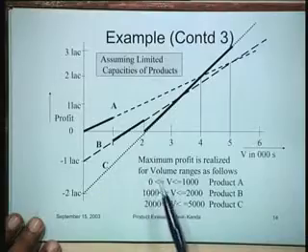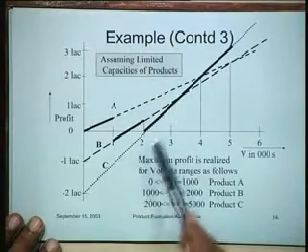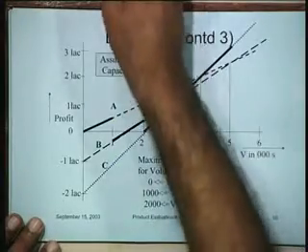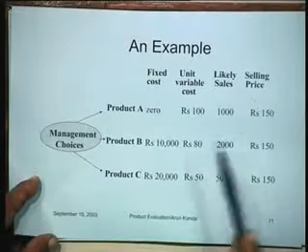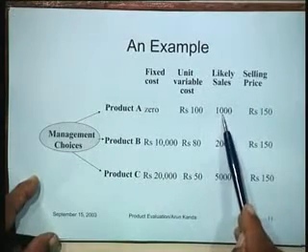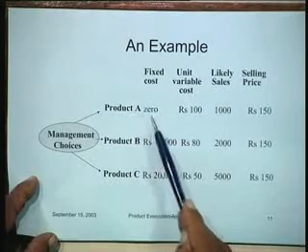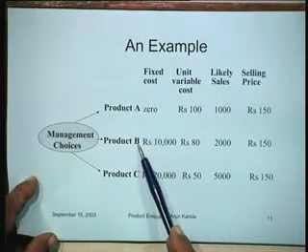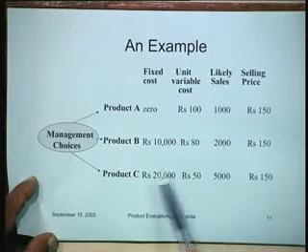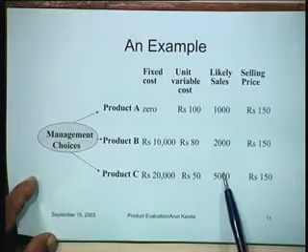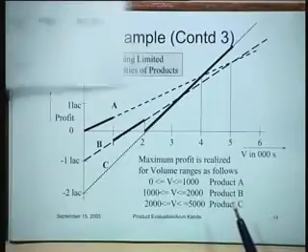What you find here is A and then B and then C. What has happened is that for product A, if you look at the data, likely sales go up to 1000. So if we assume that this particular option is available from 0 to 1000, this option is available from 0 to 2000, and this option is available from 0 to 5000 only, then what is going to happen?